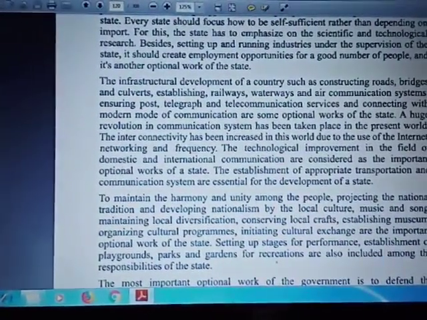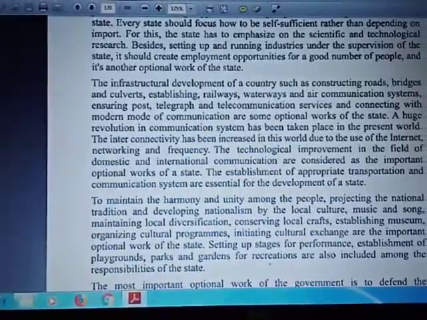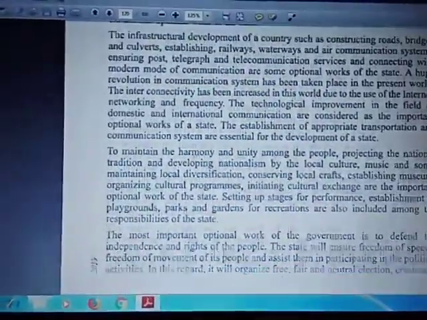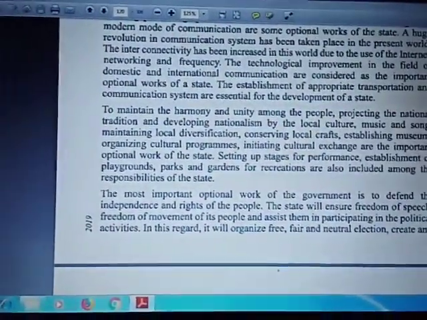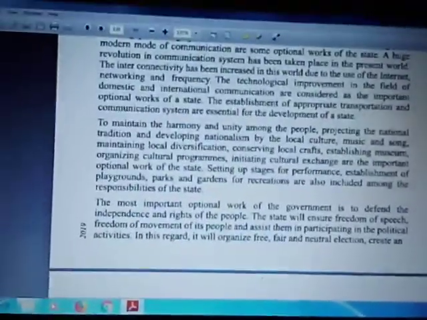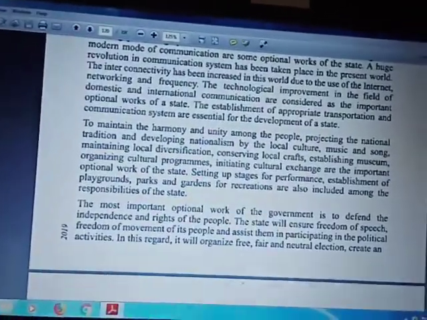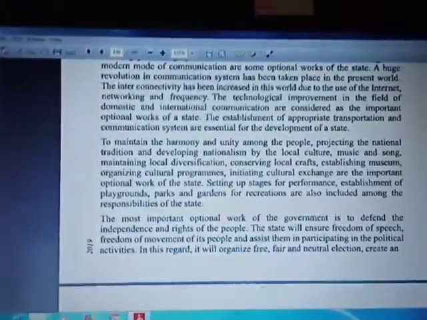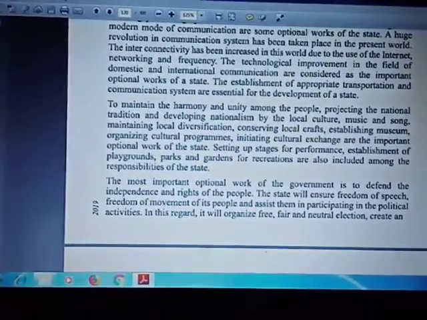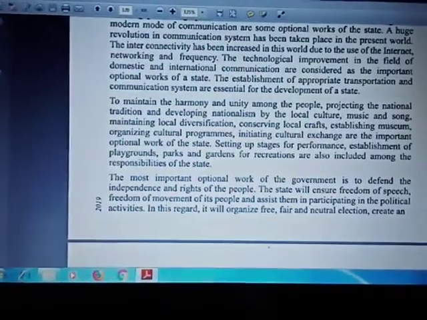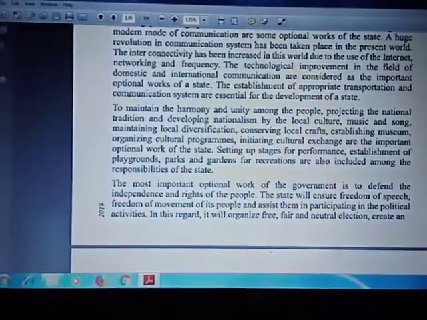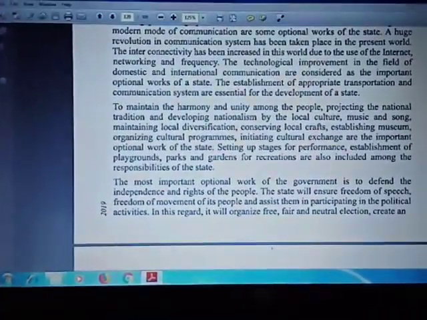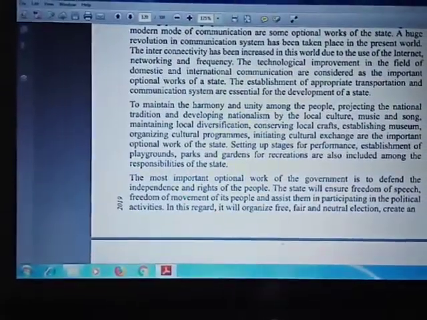The technological improvement in the field of domestic and international communication is considered an important optional work of the state. The establishment of appropriate transportation and communication systems is essential for the development of a state, to maintain harmony and unity among the people, projecting the national tradition and developing nationalism through local culture, music, song, maintaining local diversification, conserving local crafts, establishing museums, organizing cultural programs, and initiating cultural exchange. These are important optional works of the state.